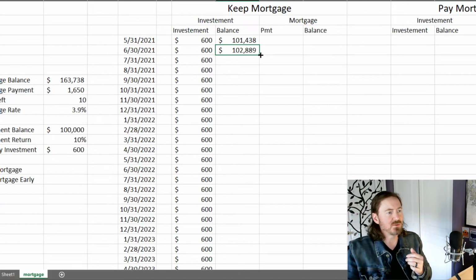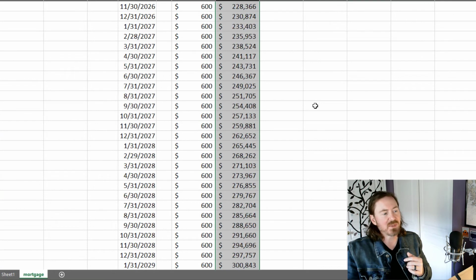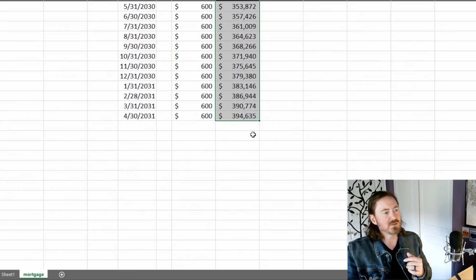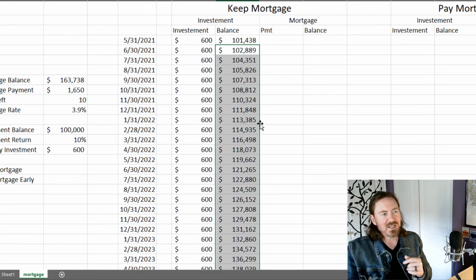I'm just going to double click my fill handle, autofill that down. Let's just kind of peek ahead. And after 10 years, we'll have almost $400,000. Great. Now let's take care of this mortgage.